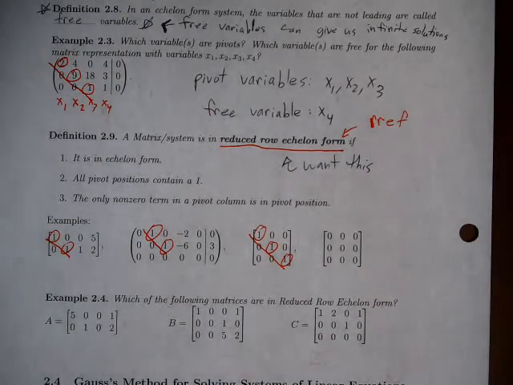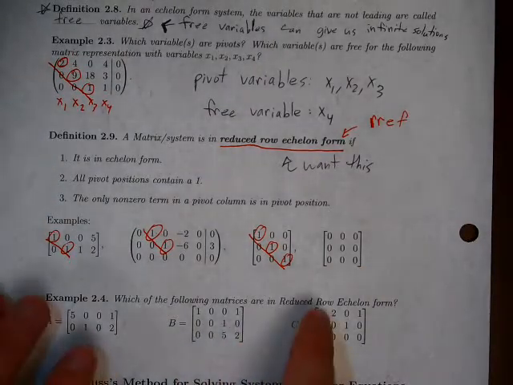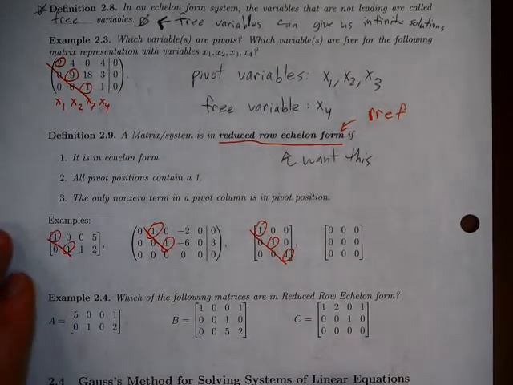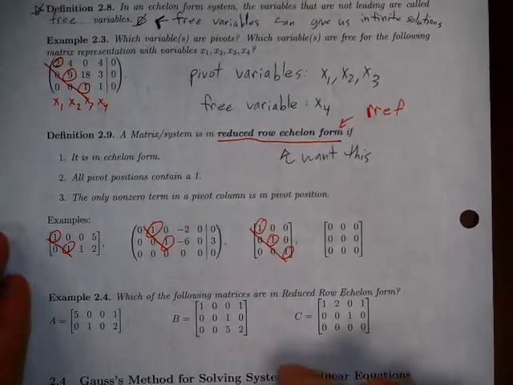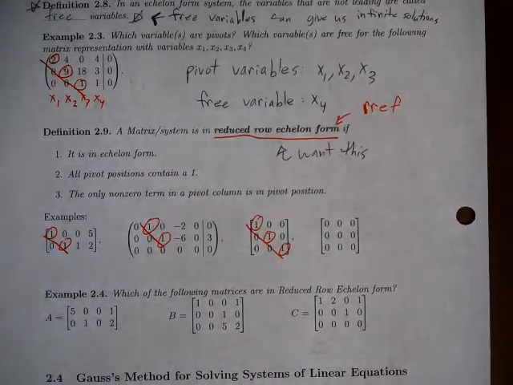So we want to think about which of these are going to be in reduced row echelon form. So A, B, and C. I want you to take a minute and see if you can determine this on your own. Pause the video and then come back. Also gives me a moment for a water break.